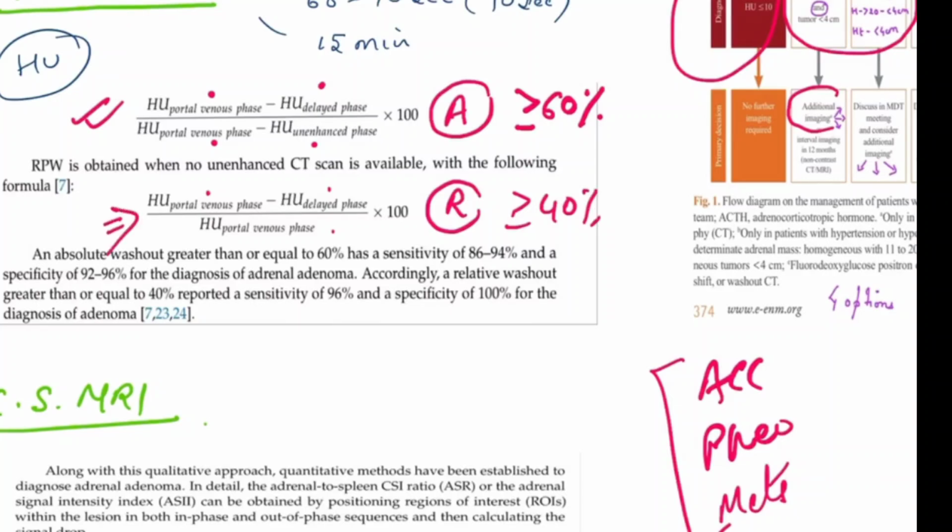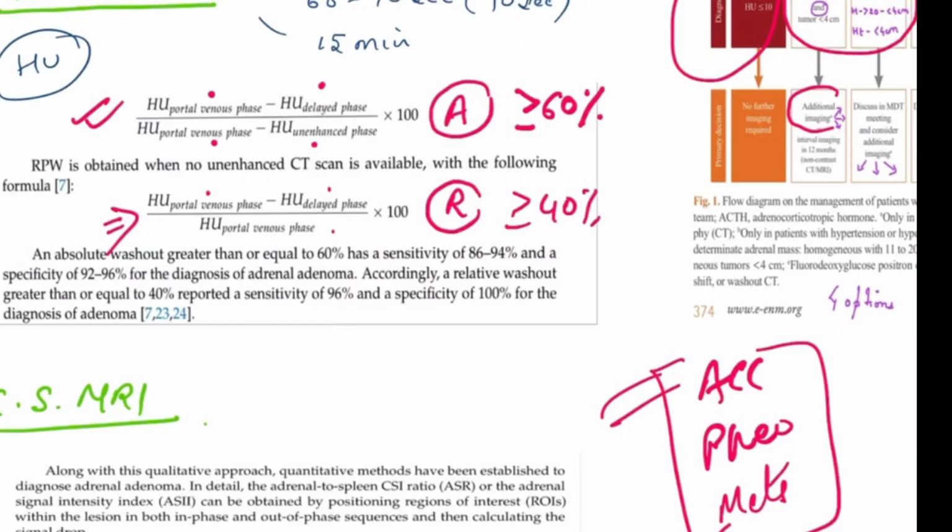This is usually calculated when we don't take the NCCT baseline images. Then we have to go for the relative washout. Okay, more than or equal to 40% is for lipid poor adenomas. But there are some pitfalls: this adrenal CT protocol is mainly to differentiate lipid poor adenoma versus three differentials.